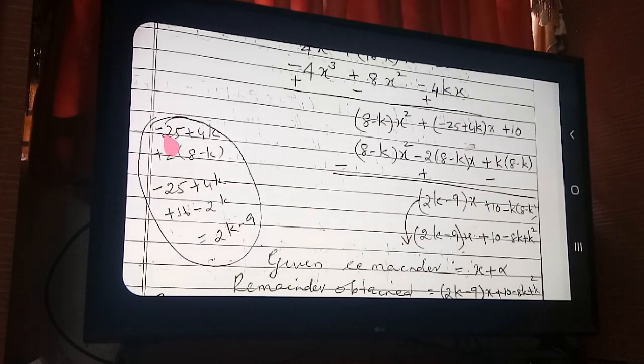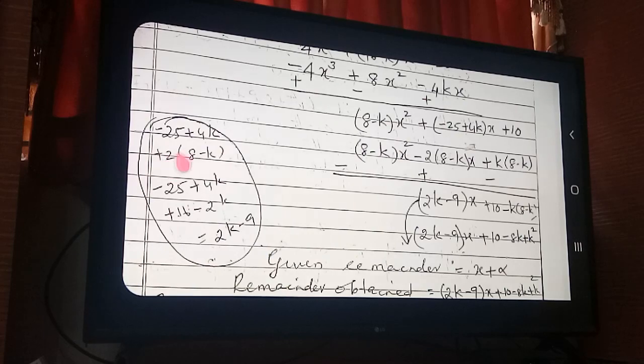Minus 25 plus 4k. And here the sign changes, change means what will come? Plus 2 into 8 minus k will come. So here the sign changed and written here. So here what will come? Plus 2 into 8 minus k. Okay, listen. So minus 25 plus 4k plus 2 into 8 minus k.